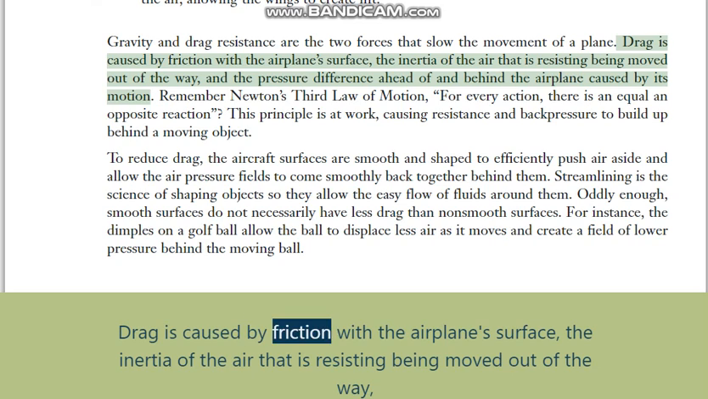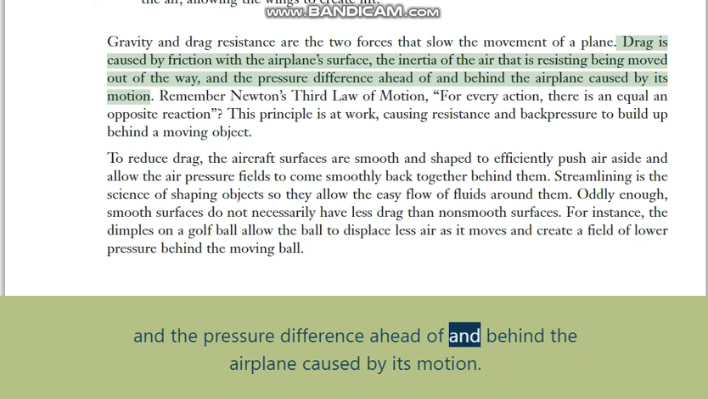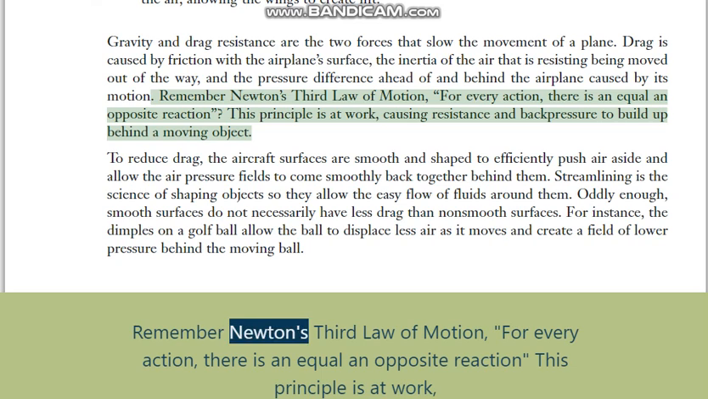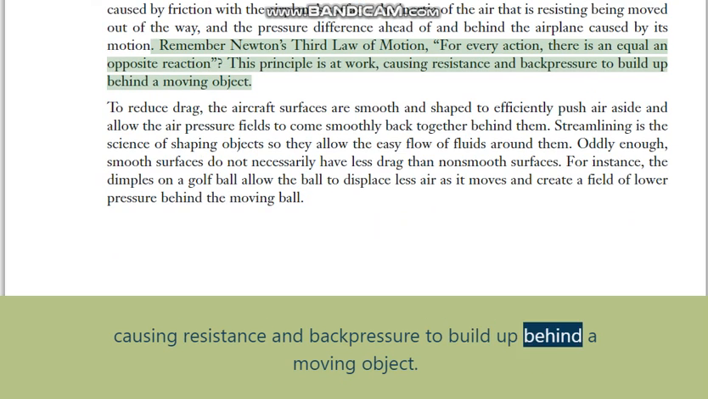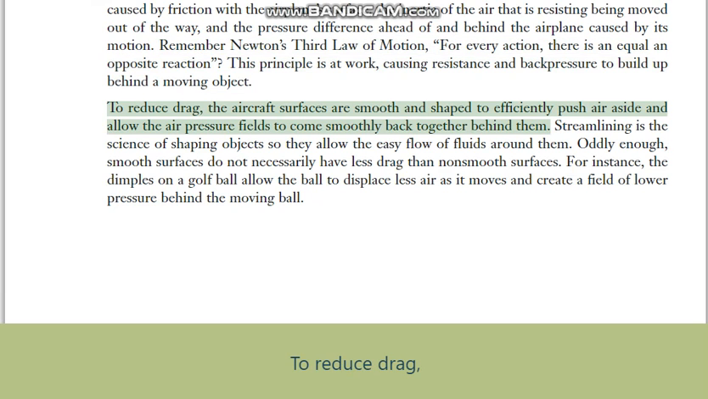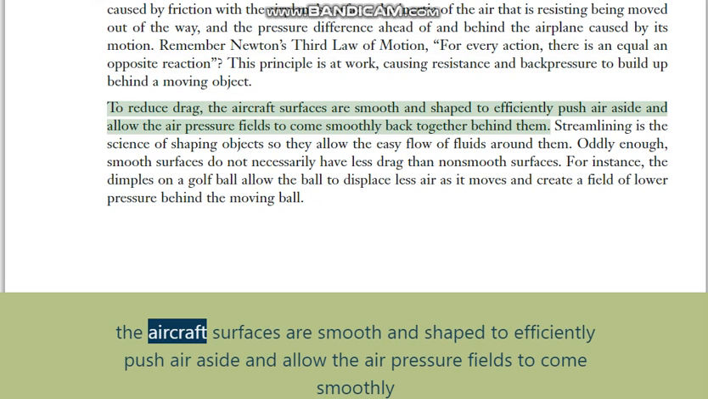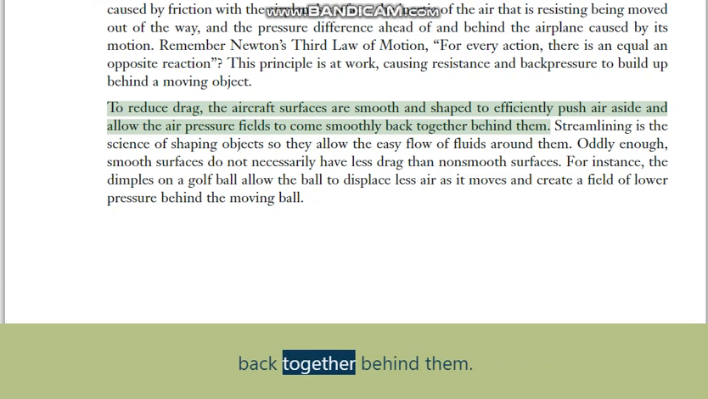Drag is caused by friction with the airplane's surface, the inertia of the air that is resisting being moved out of the way, and the pressure difference ahead of and behind the airplane caused by its motion. Remember Newton's third law of motion: for every action, there is an equal and opposite reaction. This principle is at work, causing resistance and back pressure to build up behind a moving object. To reduce drag, the aircraft surfaces are smooth and shaped to efficiently push air aside and allow the air pressure fields to come smoothly back together behind them.